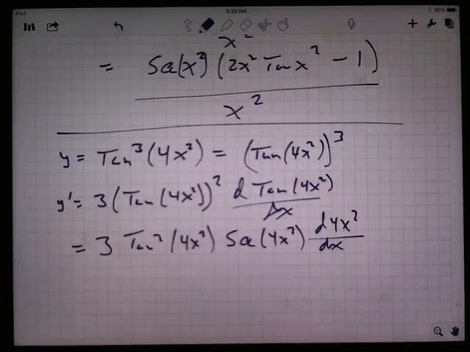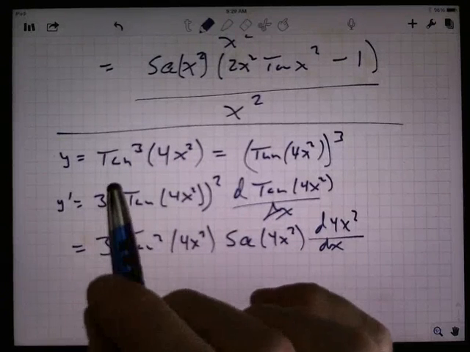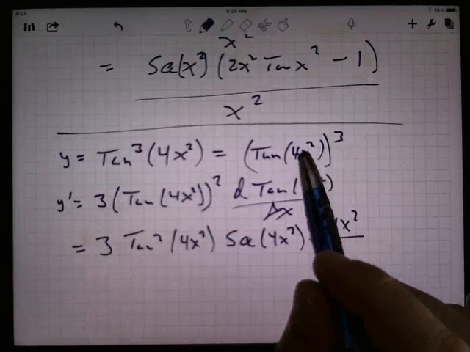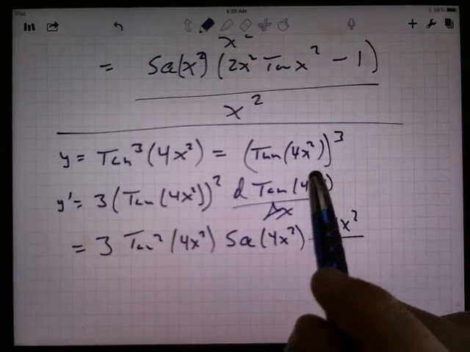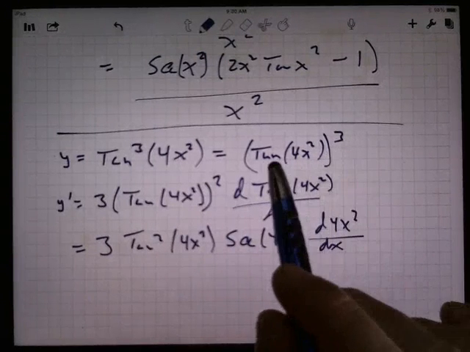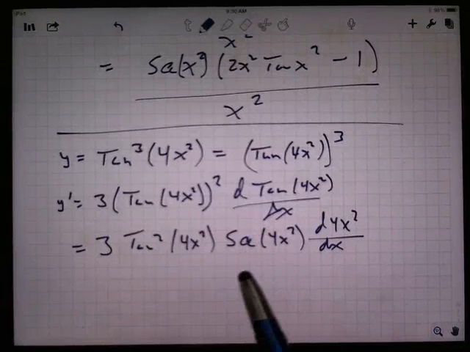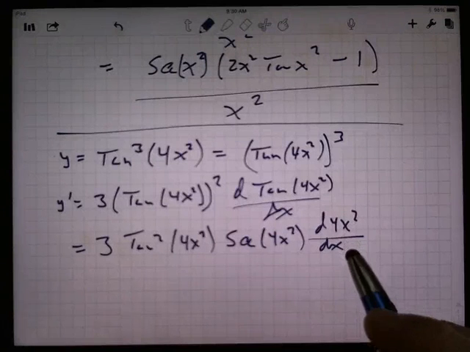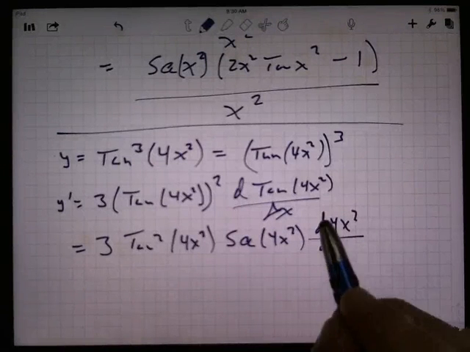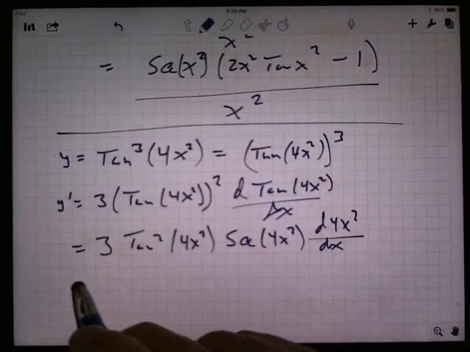This one actually is a problem with 2 chain rules here, right? But look at, you got sort of double sets of nested parentheses here. This is the cube of the tangent of 4x squared. So every time I heard that "of," there's a chain rule in there. The cube of the tangent of. So now I need the derivative of 4x squared.